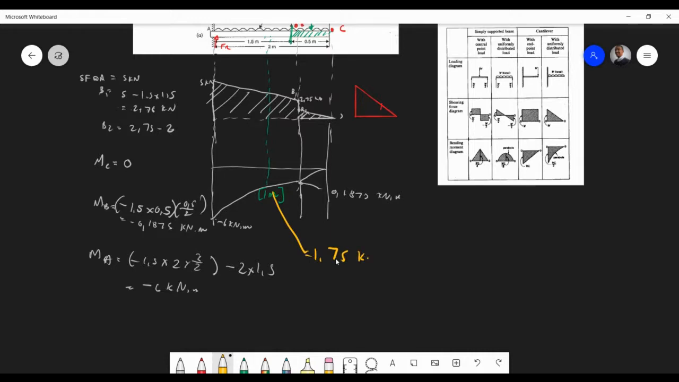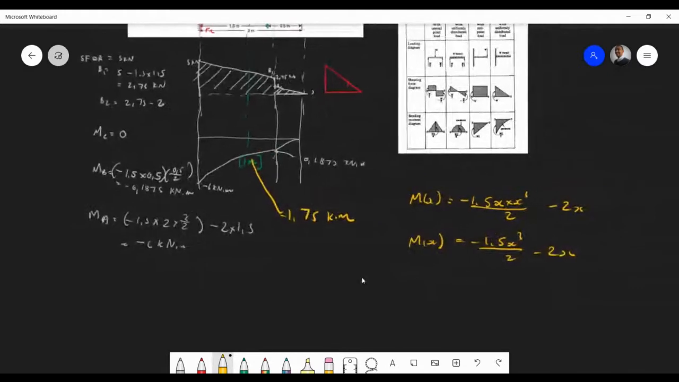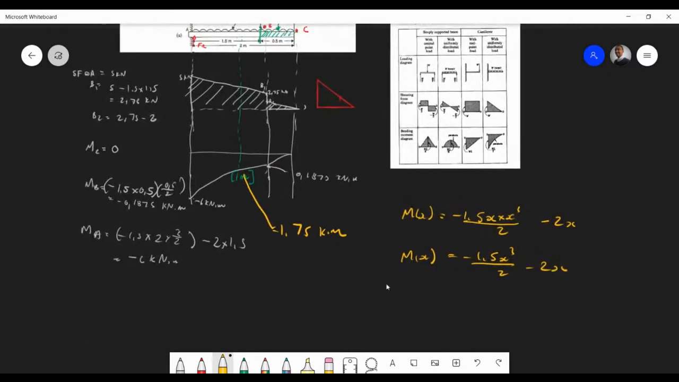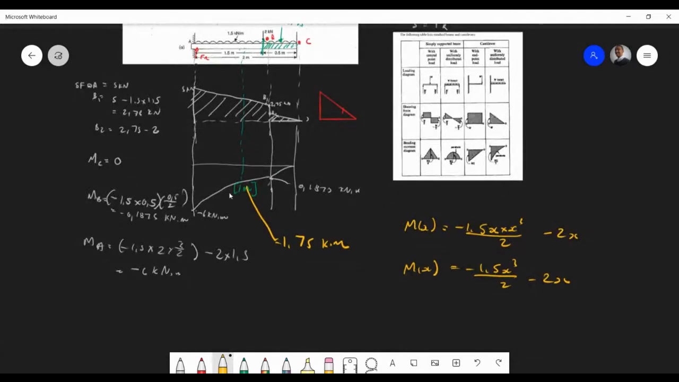You can actually find it along the length of the beam if you want, just like this. The moment with respect to x, which is the length of the beam, is probably going to be 1.5 times x squared over 2 minus 2. So the general formula probably will be x squared over 2 minus 2x. That's the general formula for the moments. I just made a general formula out of this.